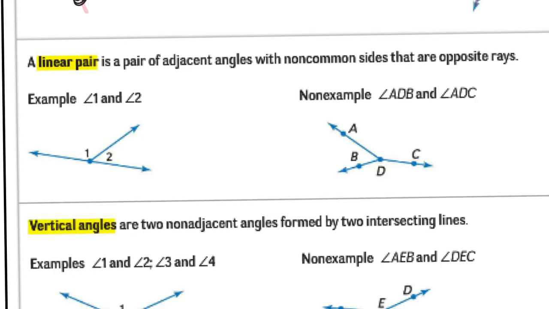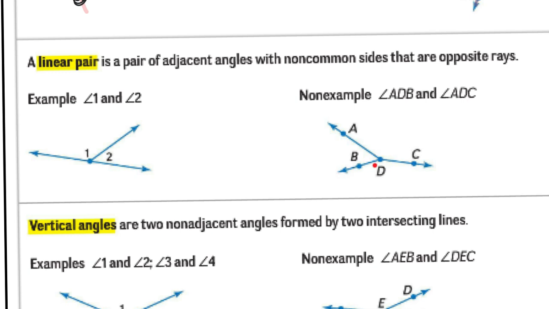Our next piece of vocabulary is a linear pair. A linear pair is a pair of adjacent angles with non-common sides that are opposite rays. So, examples 1 and 2 form a linear pair. Opposite rays are a straight line. Like this ray going that way to your left, and this ray from that dot going to the right, that makes an opposite ray, and it makes a straight line. A straight line makes 180 degrees.